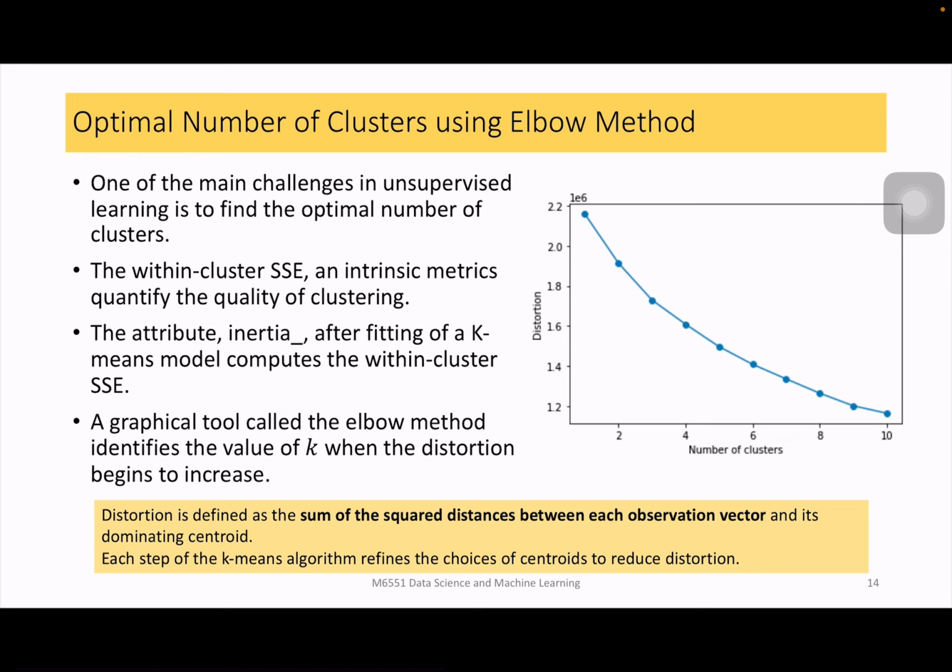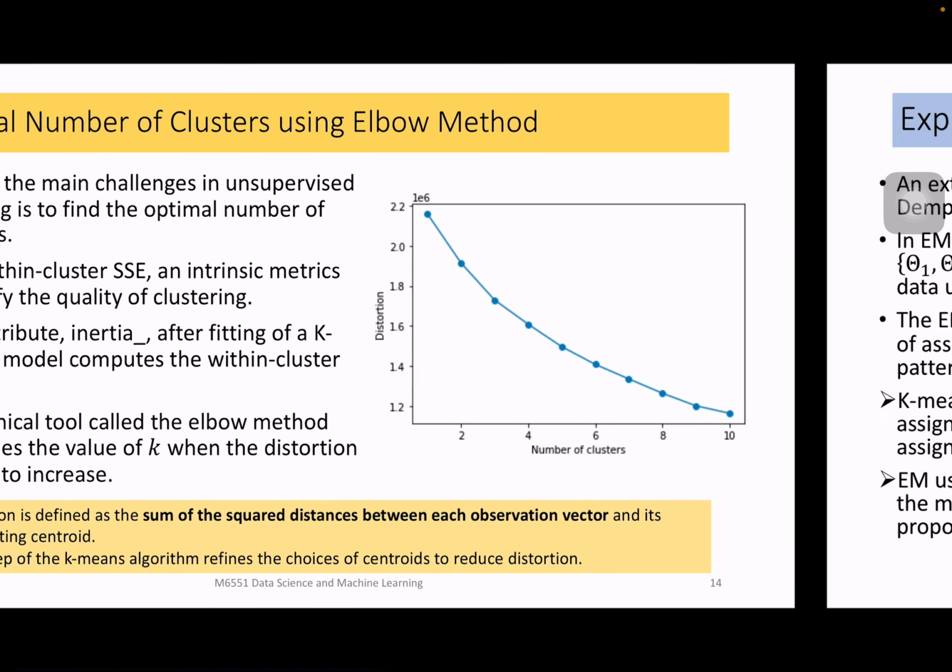A graphical tool called the elbow method identifies the value of k where the distortion begins to increase. Distortion is defined as the sum of squared distances between each observed vector and its dominating centroid. Each step of the k-means algorithm refers to the choice of centroids to reduce distortion. So the higher the number of clusters, the lower the distortion.